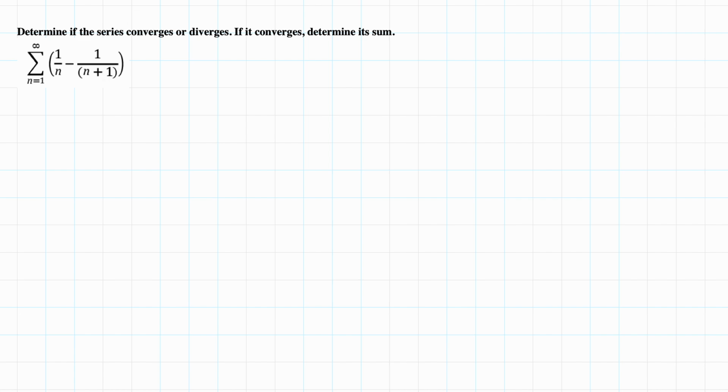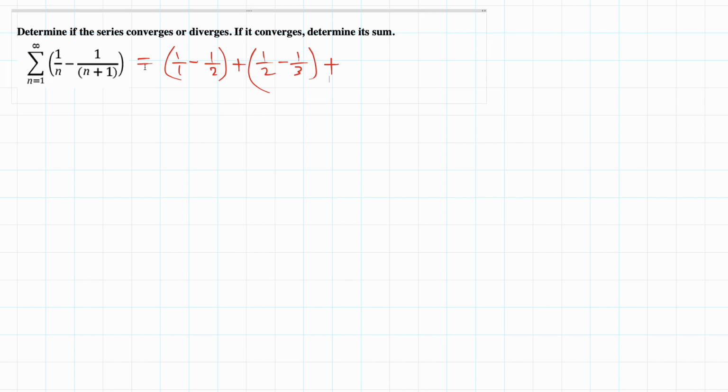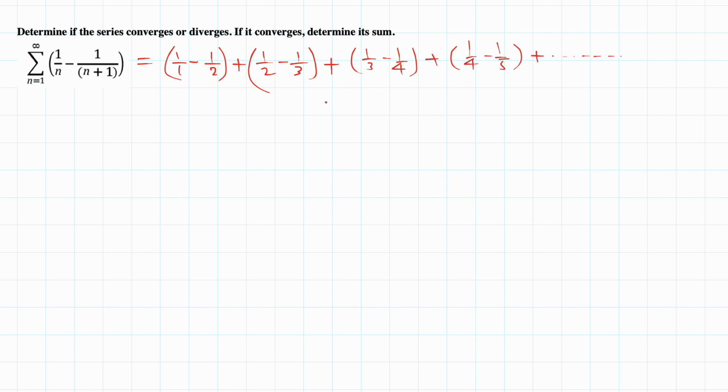If we write down the terms, we are essentially finding the sum. Take n equals 1: 1 over 1 minus 1 over 2, that's the first term, plus, that sigma means plus, take n equals 2: 1/2 minus 1/3, plus n equals 3: 1/3 minus 1/4, 1/4 minus 1/5, and forever. So we want to find its sum. If the sum is a finite number, then we say the series converges, otherwise it diverges.